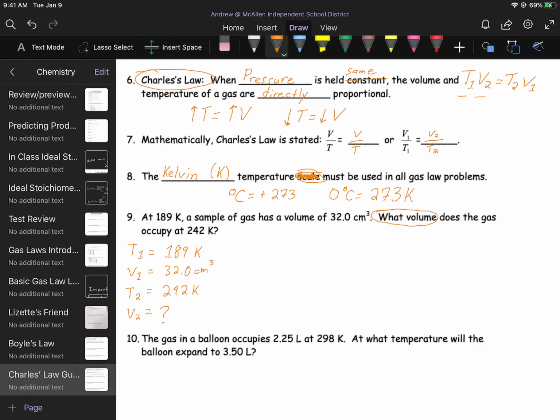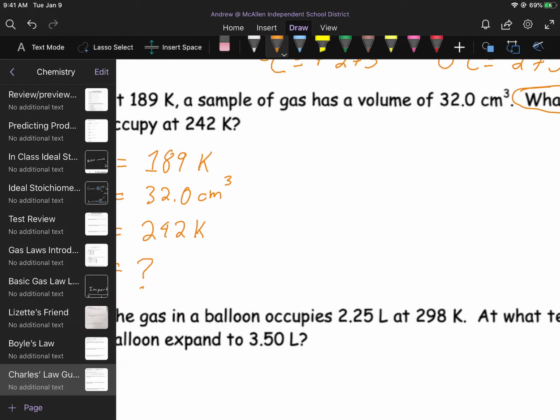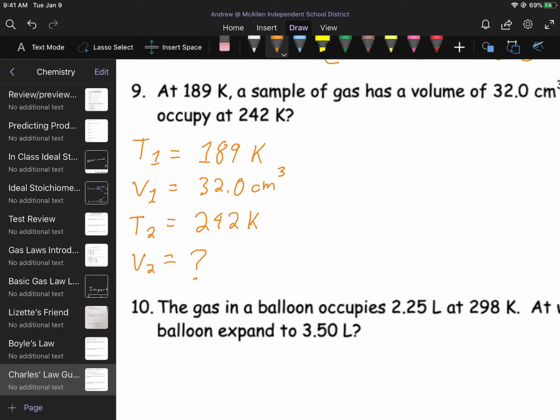Now, looking at this relationship, if temperature increases, then volume increases. Here, temperature 1 is 189 Kelvin, temperature 2 is 242 Kelvin. That looks like an increase to me. So our hypothesis, V1 compared to V2, V2 should probably also increase. So we're going to keep this as our hypothesis and see what we get.